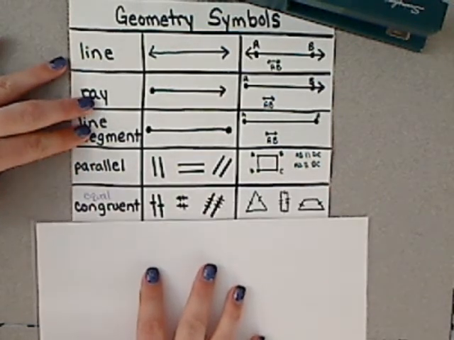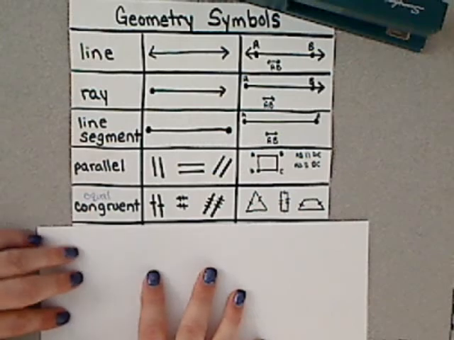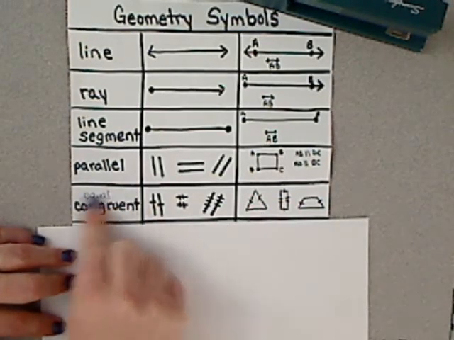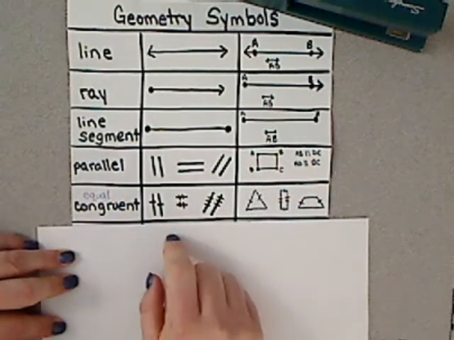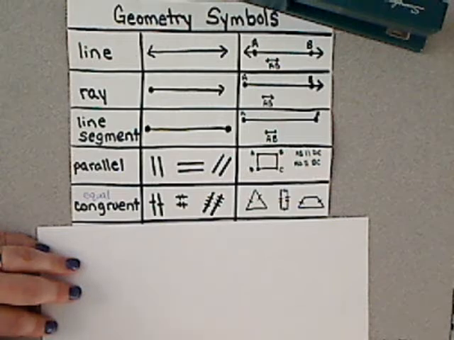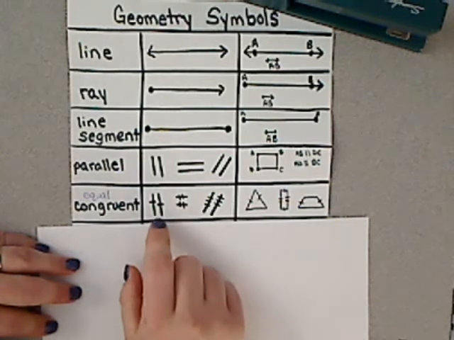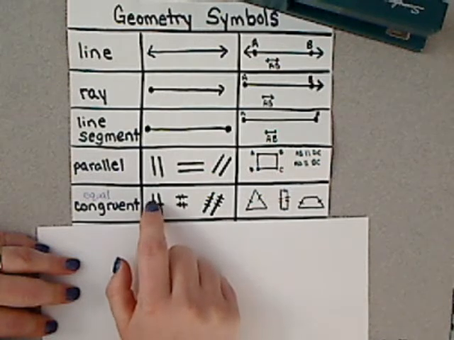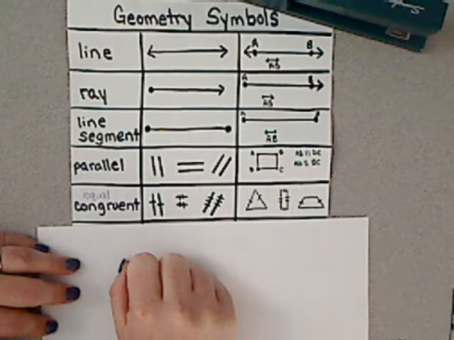Our next piece is congruent. Congruent is another word for equal. Now, when you have things that are congruent, you need to match the number of slashes. So for instance, these two lines are congruent. They have one slash mark each.